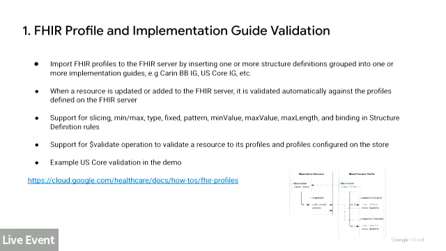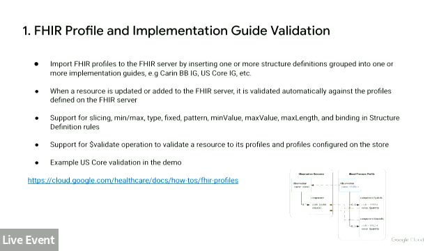In our FHIR profile validation implementation, we support the posting of StructureDefinition resources, and that allows you to validate the incoming resources based on that structure definition. You can also put those structure definitions with various implementation guides, so you can choose to implement all the standard implementation guides, as well as implement any custom StructureDefinition resources you may want to implement. We have support for slicing, min-max, type, fixed, pattern, min value, max value, and assorted some of those other ones in the StructureDefinition rules.